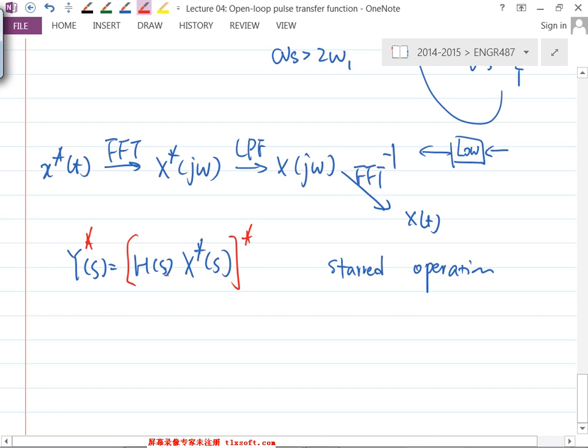Without a proof here, I can tell you, you can prove this. The proof is partly in the lecture notes and partly in your textbook. So when you have this kind of case, this is h star of s and x star of s. It's this guy here.